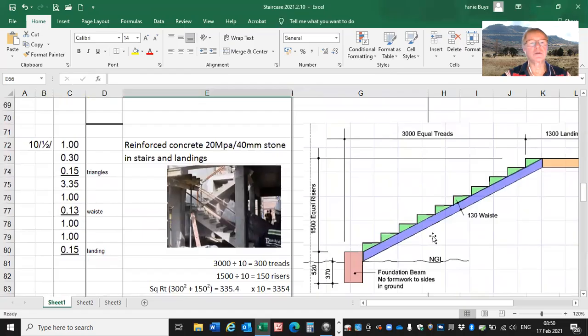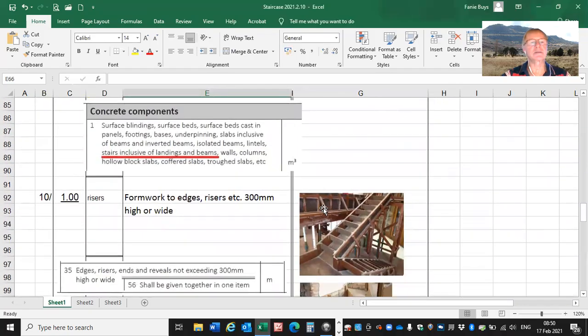Then we're going to move on to the measurement of the concrete in the stairs and the landings. Firstly, if we look at the standard system, it says there the different components, and one of those components is stairs inclusive of landing and beams. Now that beams does not refer to the beams which form part of the concrete structure.